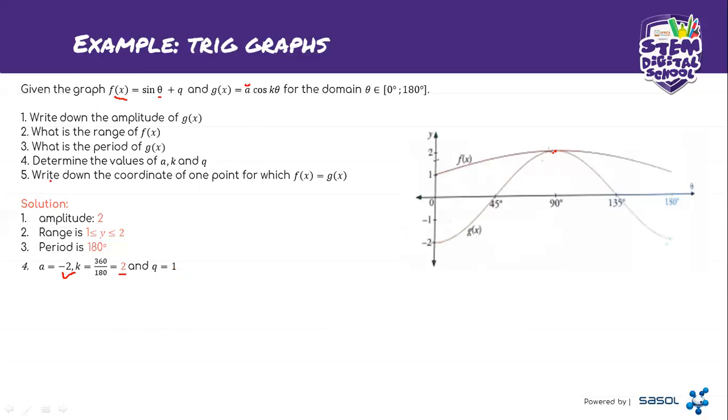And the last part of the question says write down the coordinates of one point for which f of x equals g of x. So that point is where the two graphs intersect, and they only intersect at this point. And the coordinates of that point are 90, 2. So where the two graphs are equal is where they intersect each other.